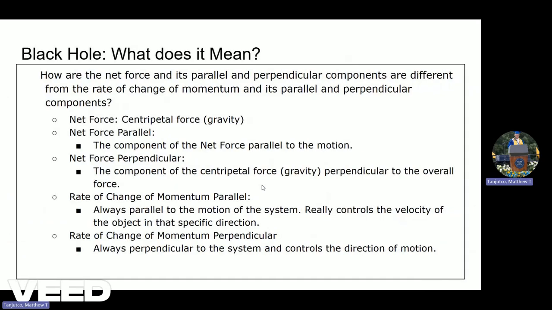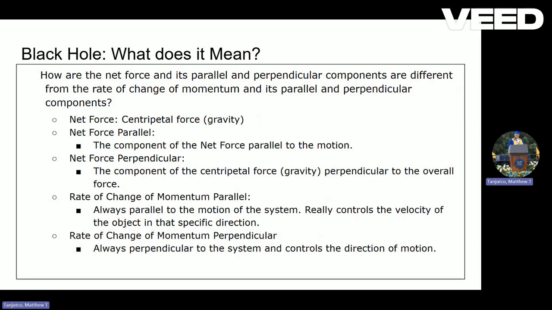In the black hole experiment, we want to know what the difference is between the net force and the change in momentum and their components. Well, in the black hole experiment, there's only really one force acting on the system, being the centripetal force, or gravity. The difference between the net force and rate of change of momentum is that one makes the motion happen while one describes the motion. Net force basically makes the motion of the object because of the attraction force between the object and the source. The black hole is basically attracting the star and making it move closer and sometimes even farther from the black hole.